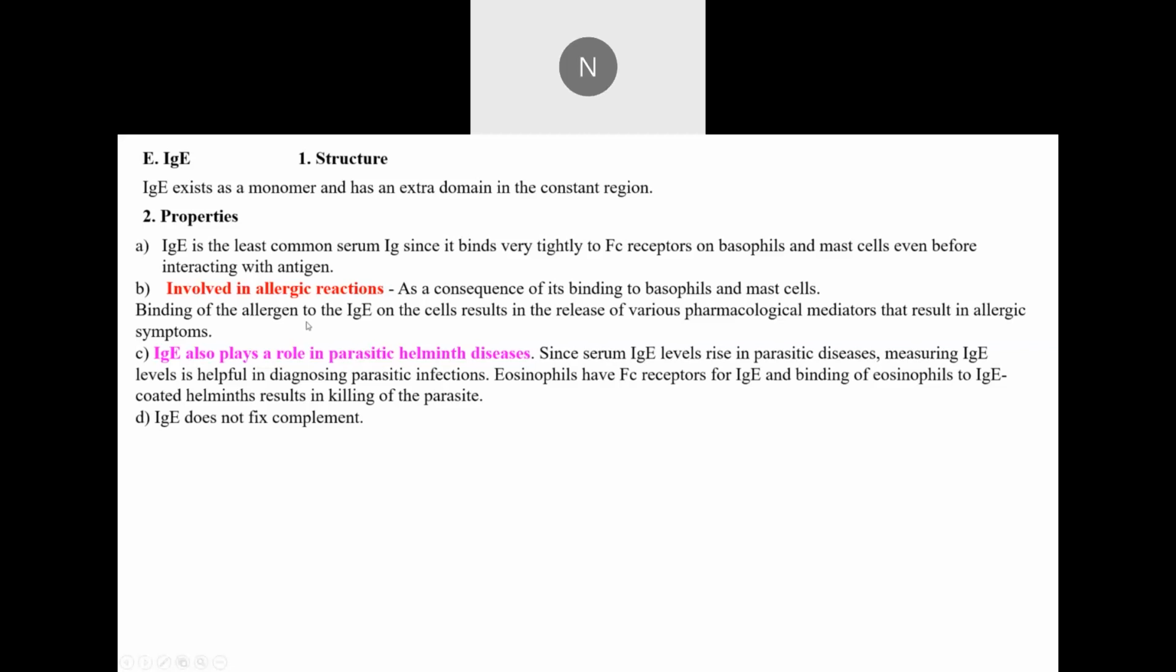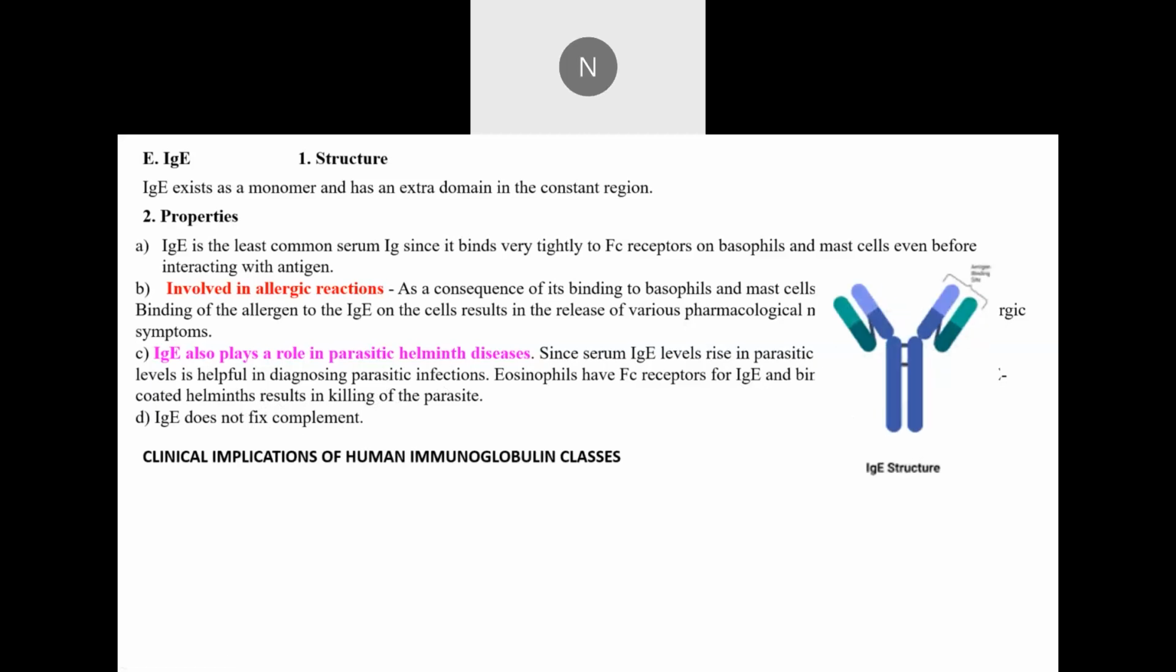Binding of the allergen to the IgE on cells results in the release of various pharmacological mediators, producing the symptoms. IgE also plays a role in parasitic and helminthic diseases, since serum IgE levels rise in parasitic diseases. Measuring IgE levels is helpful in diagnosing parasitic infections. Eosinophils have Fc receptors for IgE, and binding of eosinophils to IgE-coated helminths results in killing the parasite. This is how IgE helps in eliminating parasitic or helminthic infection. Again, it does not fix complement. And so this is the structure.